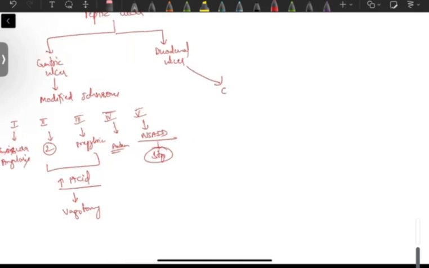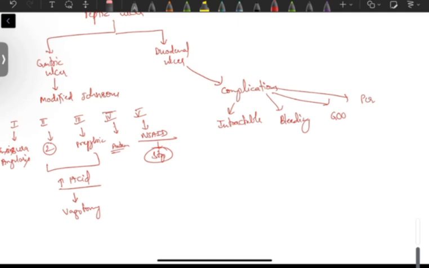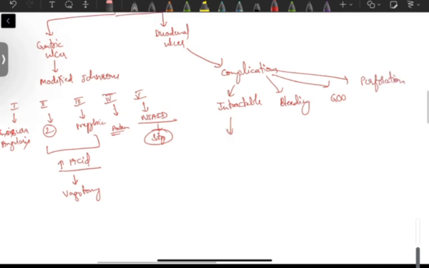These are treated based on complications. So what are the complications? It can be intractable, it can lead to bleeding, or there can be gastric outlet obstruction, or there can be perforation. If the duodenal ulcer is intractable, then we'll go for highly selective vagotomy or truncal vagotomy.